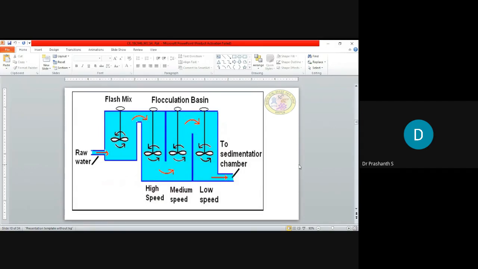As I said in the previous class, one flash mixer is there, and next one is the flocculation chamber. Mixing takes place very fast. Then in the flocculation chamber, slowly the water is mixed with the coagulant. Then flocs are formed. It is taken to the sedimentation chamber and allowed for some time. The particles are going to settle with the flocs.